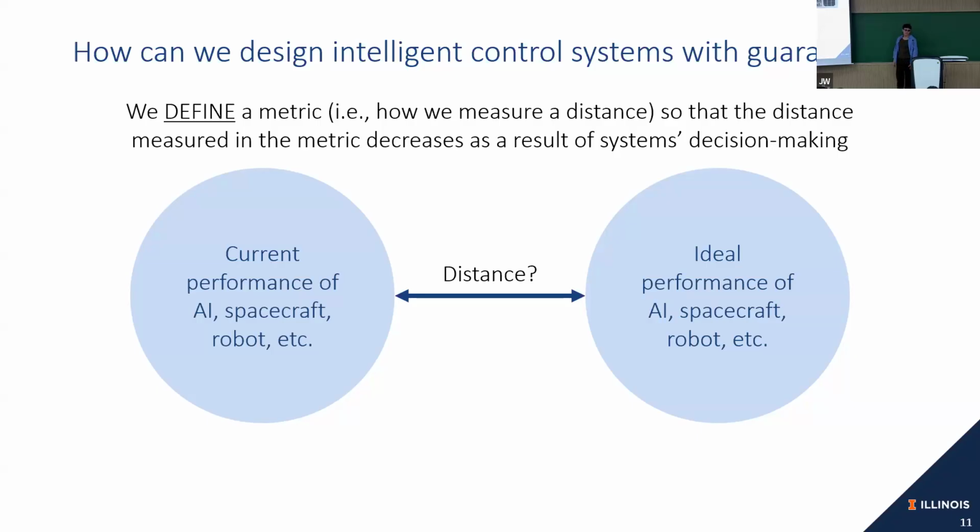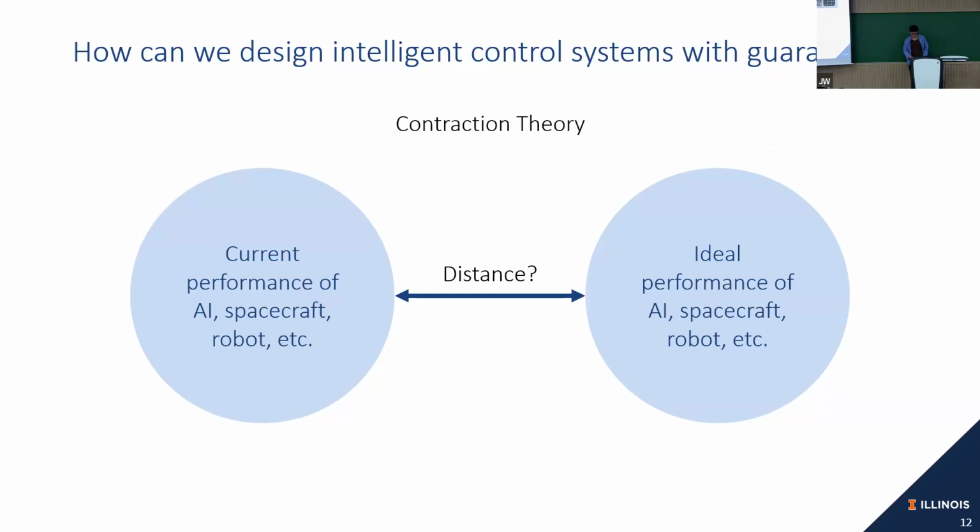But what's the best way to measure the distance so that the distance measured in that metric will be decreasing as a result of good decision making? That's analysis. And another thing you could do is derive a decision-making policy such that your defined distance is decreased. So this is a simultaneous problem: you define a distance for analysis and for controlling something. And yeah, that's contraction theory.